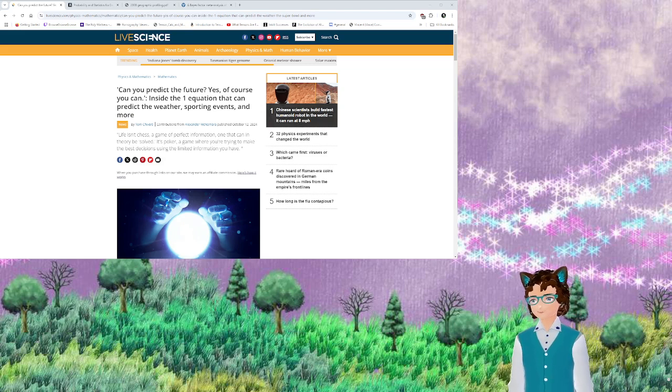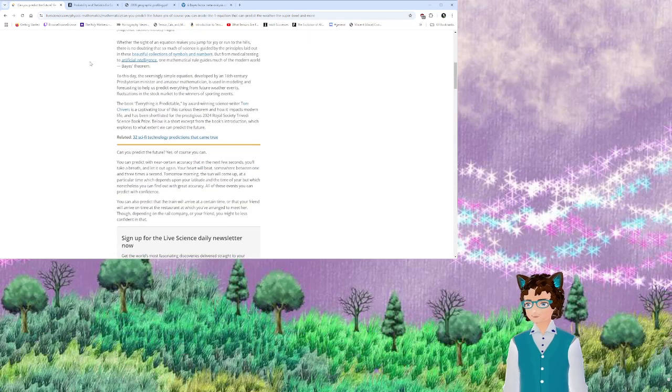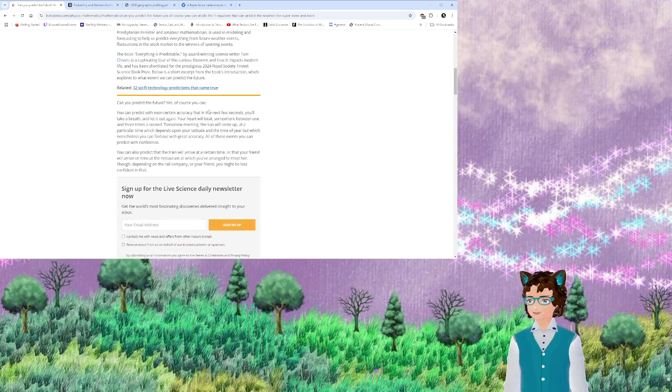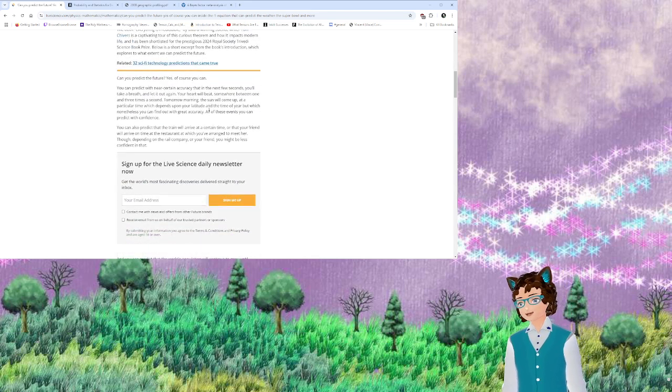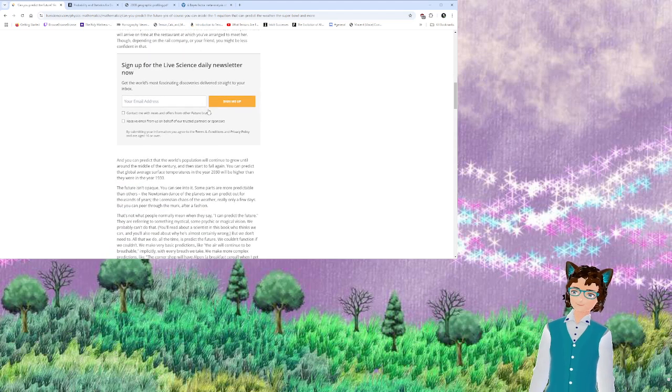I was going through my news collection from 57 Alpha, and this particular article caught my eye. Can you predict the future? Yes, of course you can, inside the one equation that can predict weather, sporting events, and more. This article basically goes on to say that the best way to do this is something called Bayes Theorem, which is conditional probability, and we make predictions all the time about the future from incomplete information, which are uncertain.